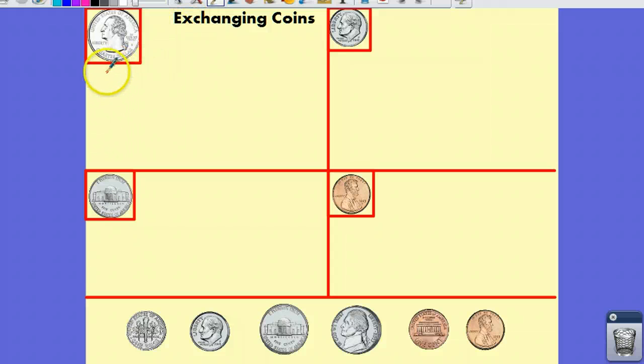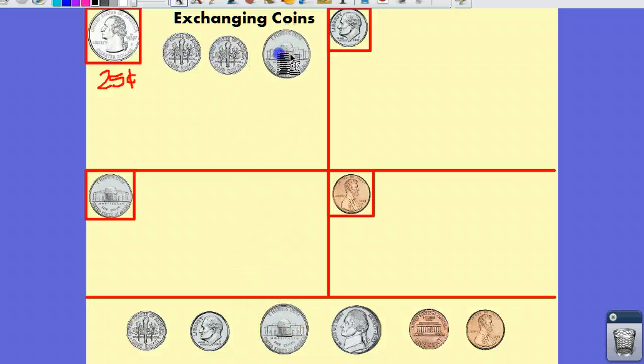All right, so I know that a quarter is worth 25 cents, so I need to find other coins that make 25 cents to make it an equal, even exchange. I can take a dime for 10, another dime to make 20, and a nickel makes 25 cents. That's the same. I could take a dime.